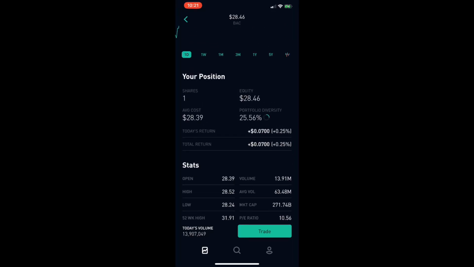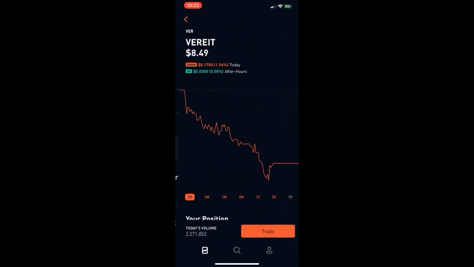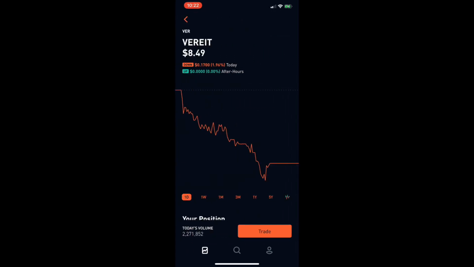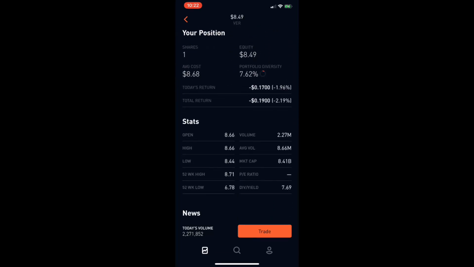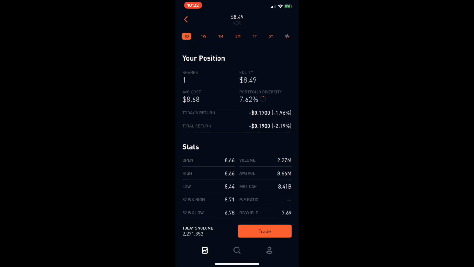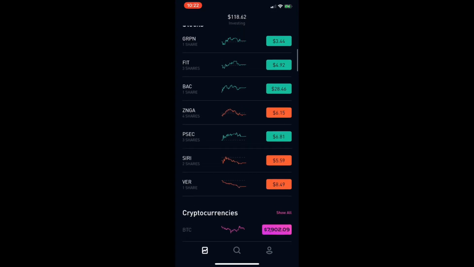And I have 1 share in that, but I purchased that with my own money, and that was pretty much the only thing I invested. The only things I paid for were Bank of America and Vorit. I think that's how you say it. They pay a dividend of 7.69%. I got 1 share of that, and it was only $8.68.